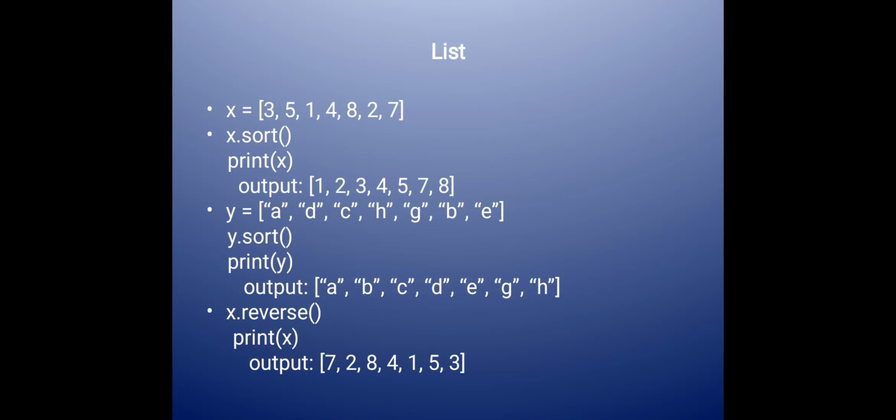Then the reverse function is also there. The reverse function is used to get the reversed list of the given list. So here x is the same, that is x is equal to a list of elements 3, 5, 1, 4, 8, 2, 7. So x dot reverse, print x, the output will be a list of elements 7, 2, 8, 4, 1, 5, 3. That means just the reverse of the given list.